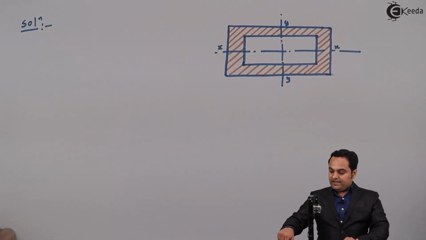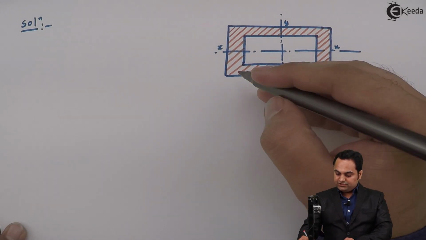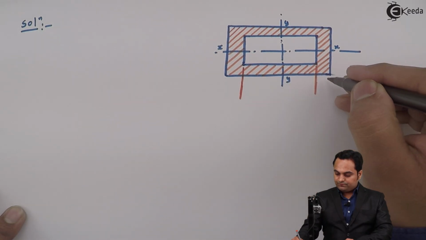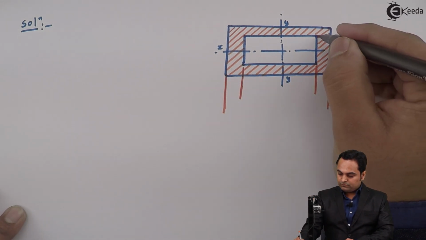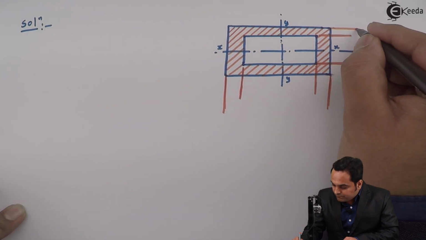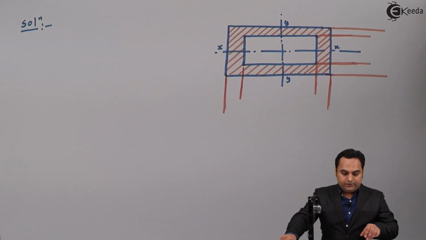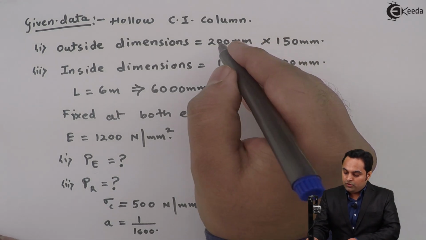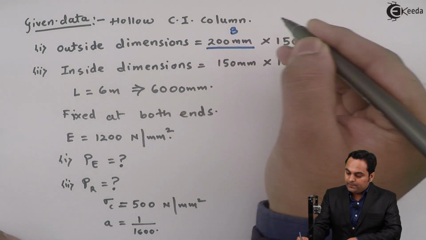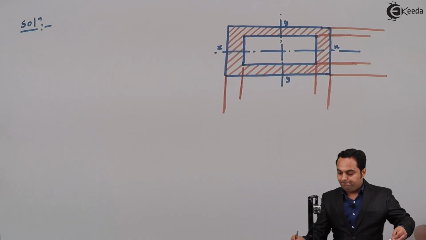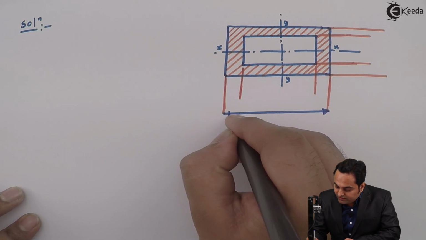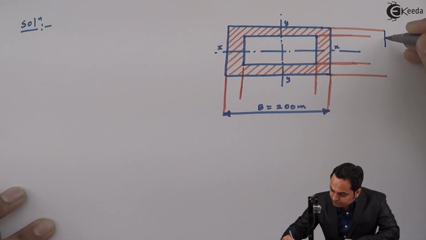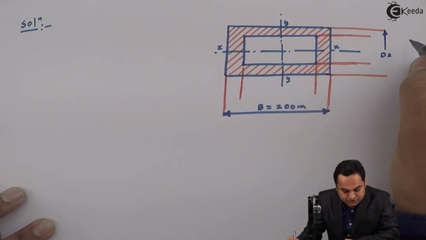So this is the hollow section, and for the hollow section the dimensions are given as outside and inside values. So here I'll write down the dimensions. Now, in the problem it is mentioned the outside dimensions as 200 mm and 150 mm. So 200 mm will be the outer width, which is capital B, and 150 mm will be the outer depth, capital D. So here we have this capital B, which is 200 mm, and capital D, which is 150 mm.